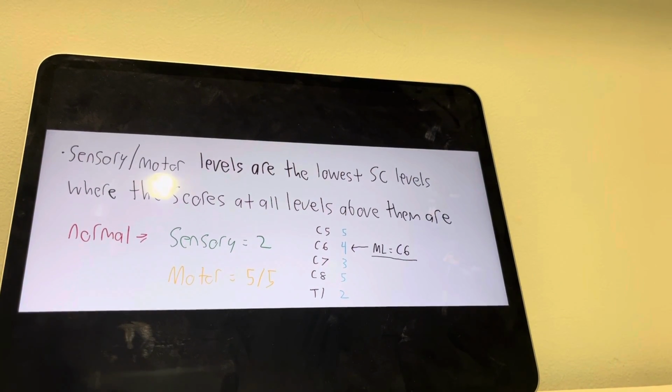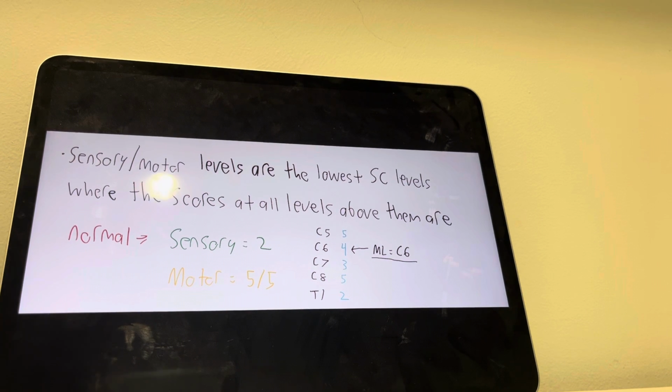In this video we'll be talking about how to interpret scores from the ASIA scale. But before I get into that, I mostly just wanted to define what sensory levels and motor levels are. Sensory levels and motor levels are the lowest spinal cord levels where the scores at all levels above them are normal. For sensory, that would equal 2.